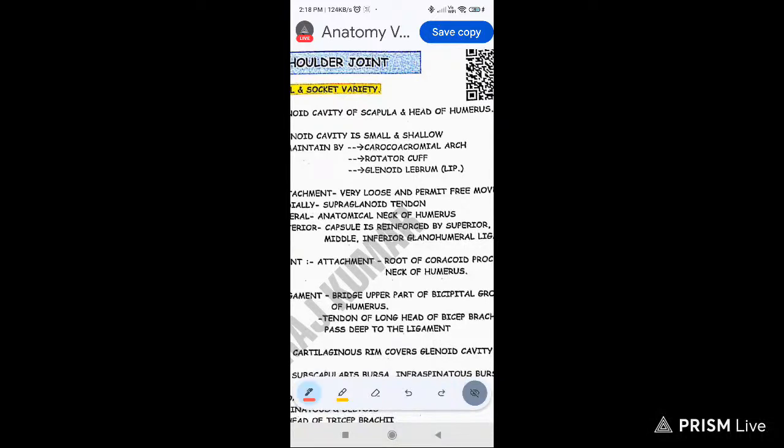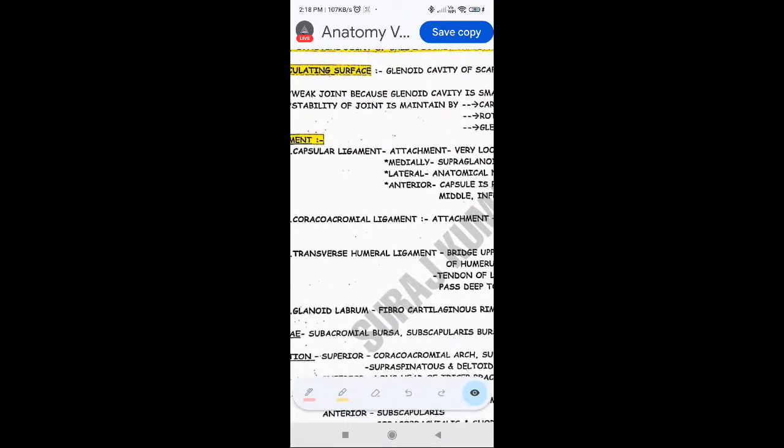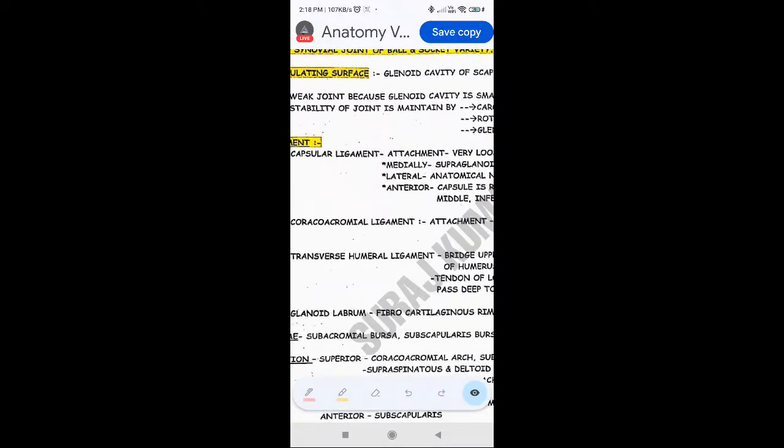Glenohumeral ligaments. Coracoacromial ligament. It extends from the root of the coracoid process to the neck of the humerus opposite to the greater tubercle. It gives strength to the capsule.